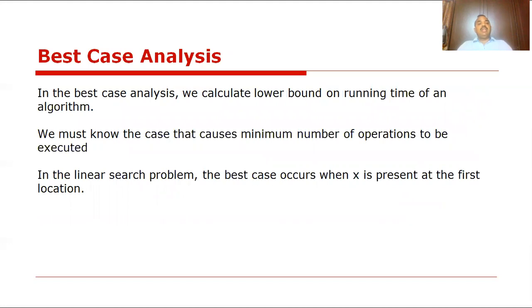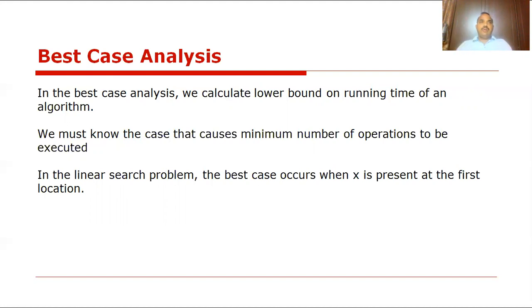Next one is best case analysis. In the best case analysis, we calculate the lower bound value on running time of an algorithm. We must know the case that causes the minimum number of operations to be executed. For example, in the linear search algorithm, I want to call roll number 15 in the classroom. First of all, I search the first sitting person. Is roll number 1 equal to roll number 15? No. Again, I search one by one.